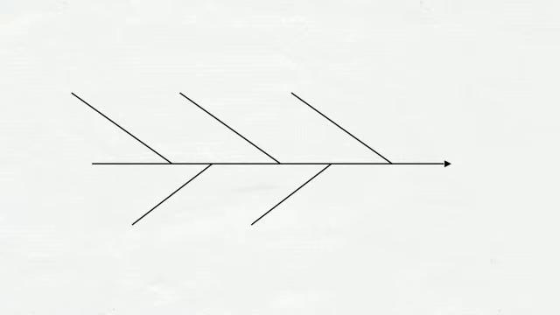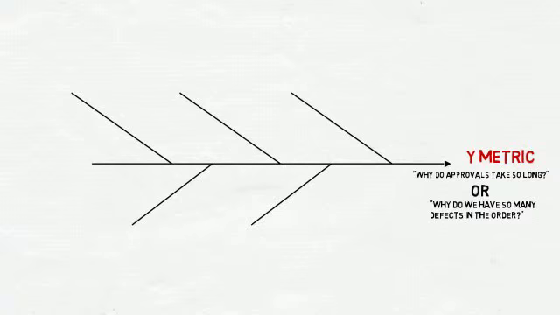Start by placing the Y metric, the effect, at the head of the fishbone skeleton in the form of a question. For example, your team may ask, "Why do approvals take so long?" Or, "Why do we have so many defects in the order?" Choosing the right question, or head of the fish, to begin with, is the most important part of this brainstorming tool. There are 3 options for selecting this.